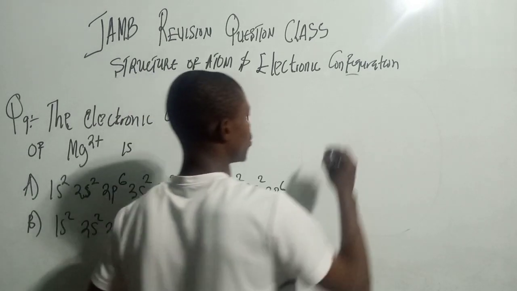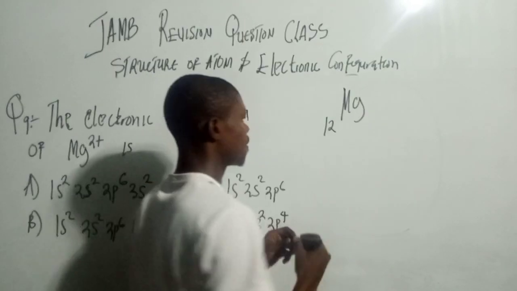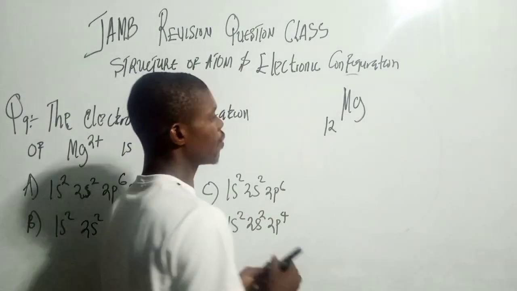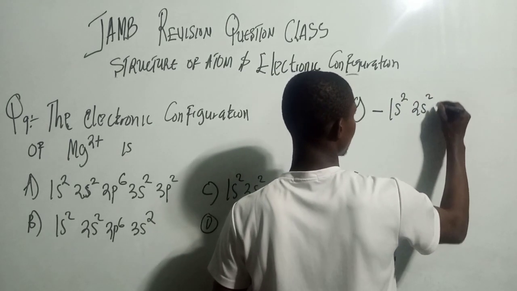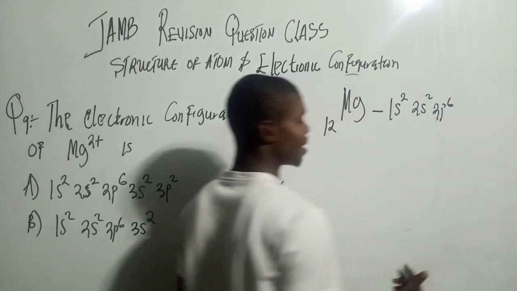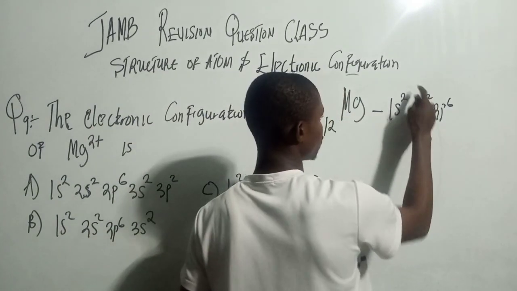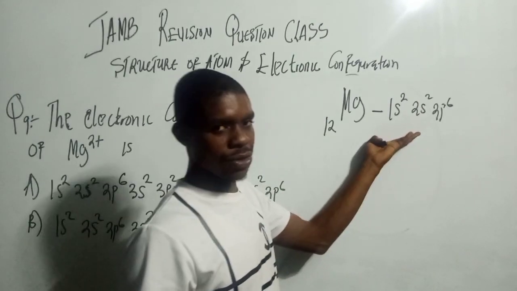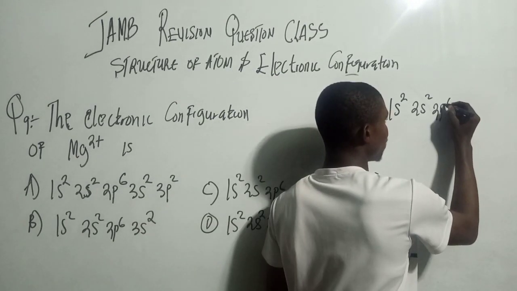Normally, for magnesium, the atomic number is 12, right? So the electron number here is 12. If you want to write the electronic configuration, it's going to be 1s2, 2s2, 2p6. You follow the pattern I've given you. How many electrons have I used here? I've used 10 electrons. That leaves 2 electrons.